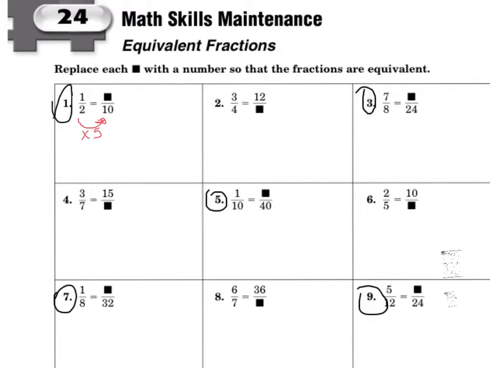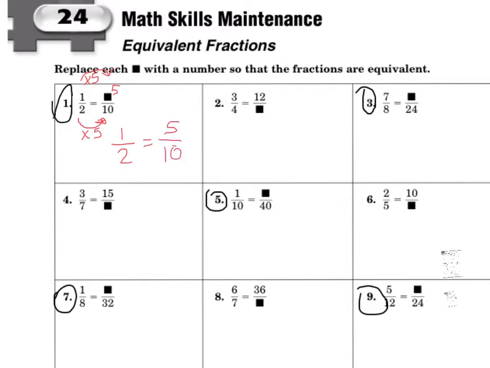And you were taught in elementary school that to keep that balanced, whatever you do in the denominator, you will also do that to the numerator. So what is 1 times 5? It's 5. So 1/2 is equal to 5/10.